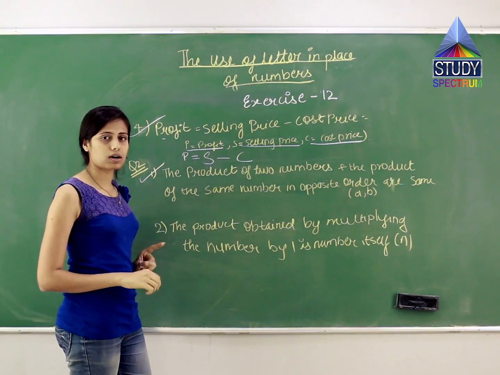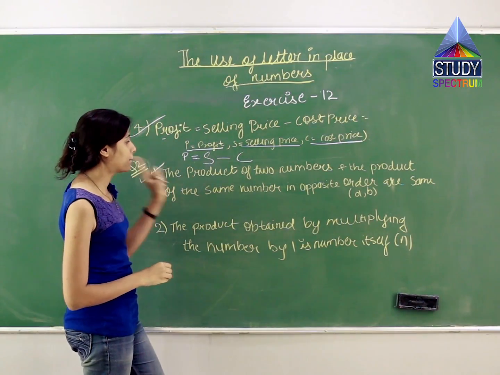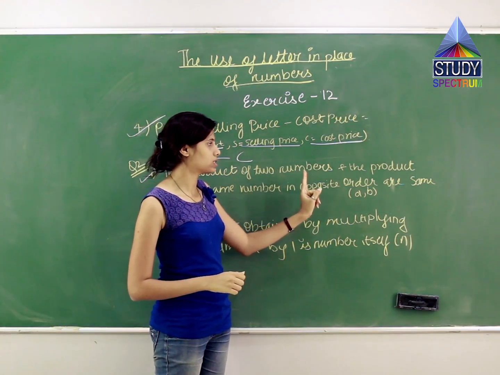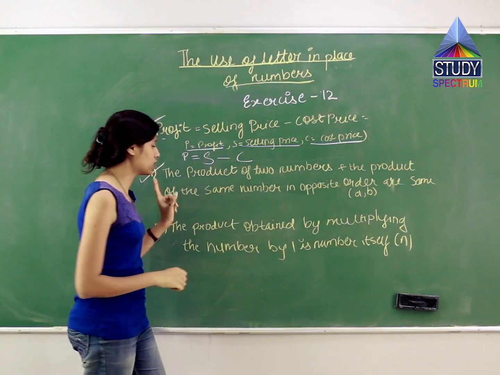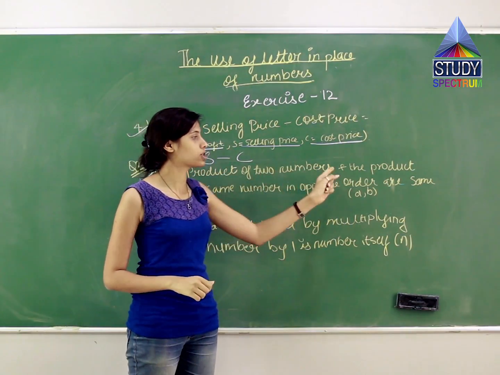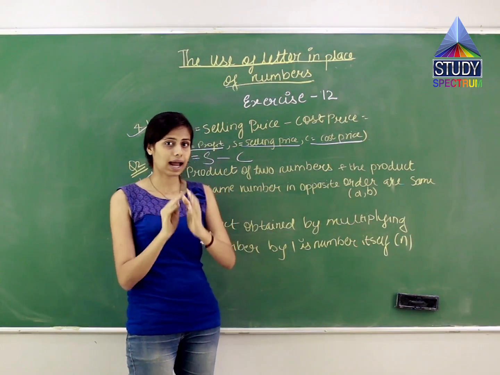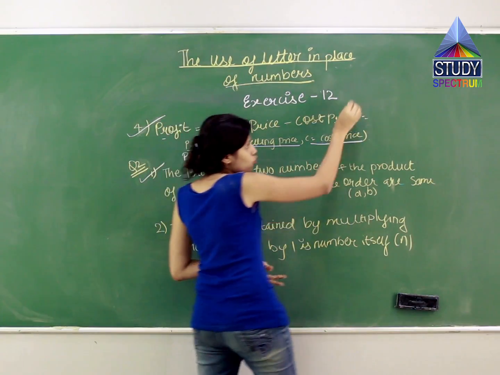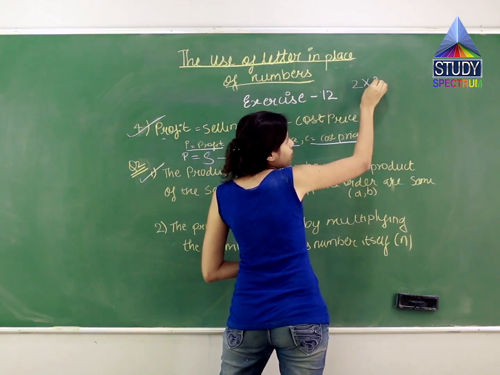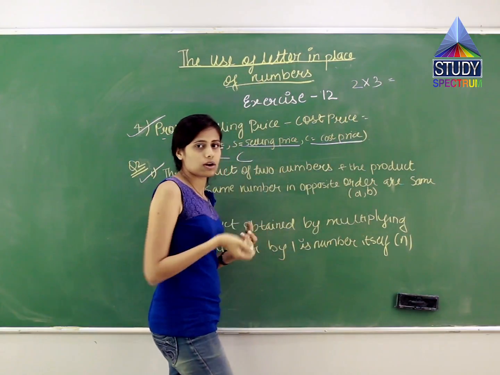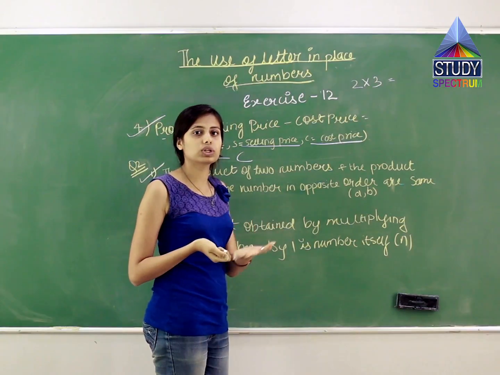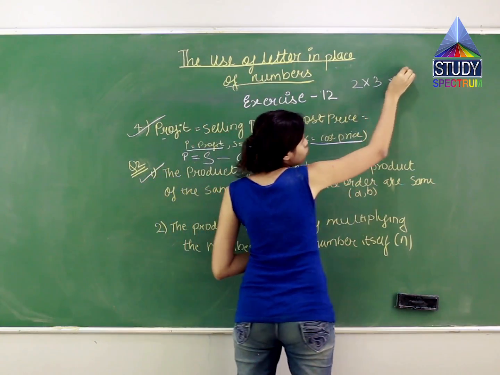In that sub question 1, the product of two numbers and the product of the same number in opposite order are same. कुछ समझा? नहीं. I'll give you one example. Suppose 2 multiplied by 3. What is the answer of this? 2 1s are 2, 2 2s are 4, 2 3s are 6. So the answer comes to what?